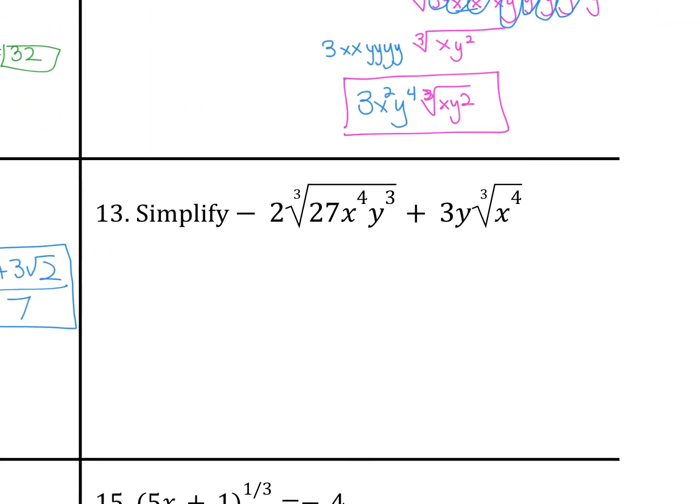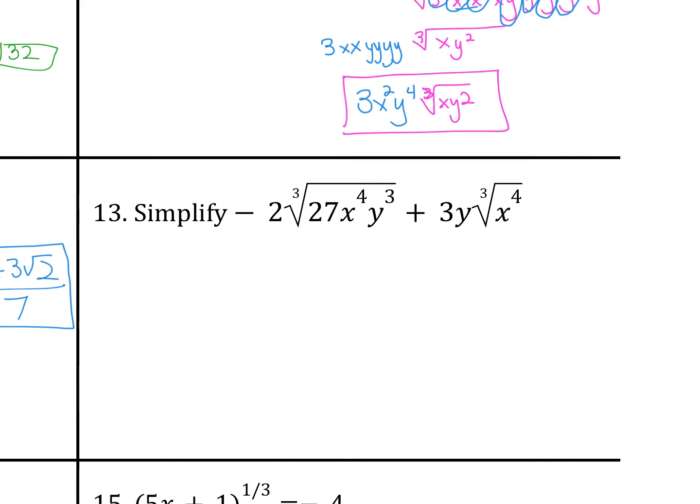Number 13, this is simplifying. So first you need to simplify what's in the square root. The only way to add square roots is if they are like. And then remember, to simplify, the exponents on the inside should be less than the index, so less than 3. There are things in here that are more than 3, so we need to break it down. And how do you show the work for that?